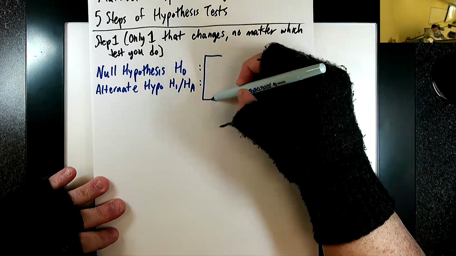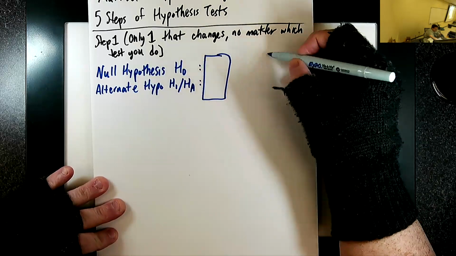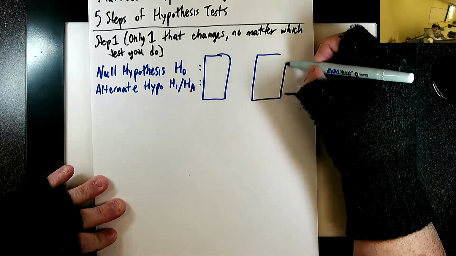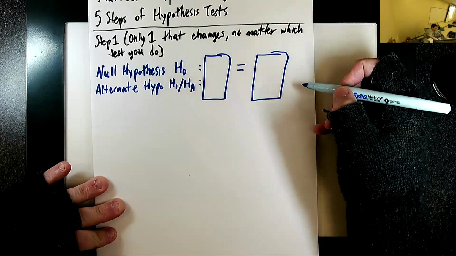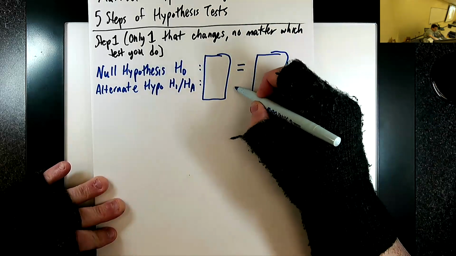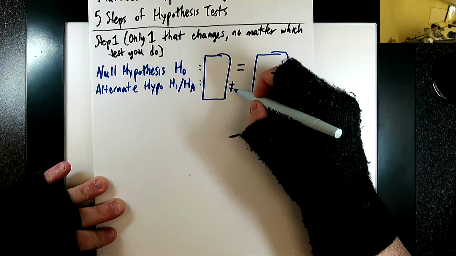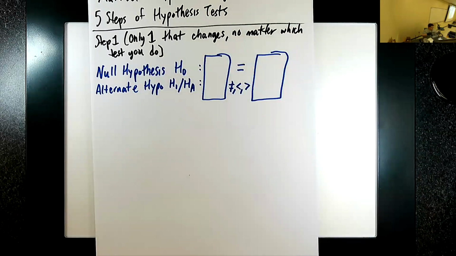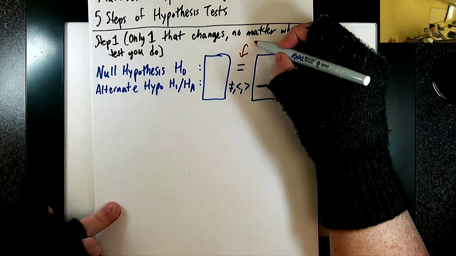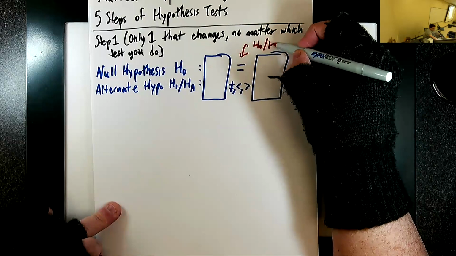This thing is the same for both. The left side and the right side of the inequalities are the same for both. H naught has an equal sign between them. H1 or HA is either non-equals, less than, or greater than. That's the only difference between H naught and HA.